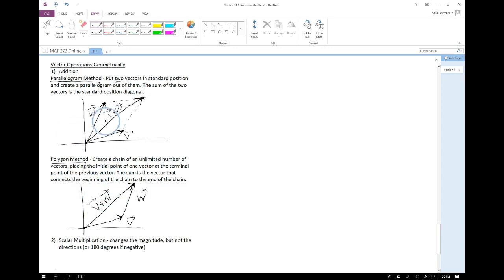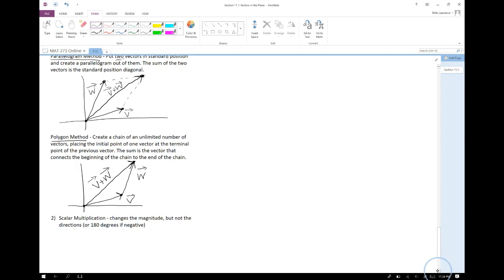And if you look at the picture above, some of our work is different, but v plus w looks exactly the same. So we could do it either way. We'll still get the same exact answer. Just whatever I guess makes more sense to you.